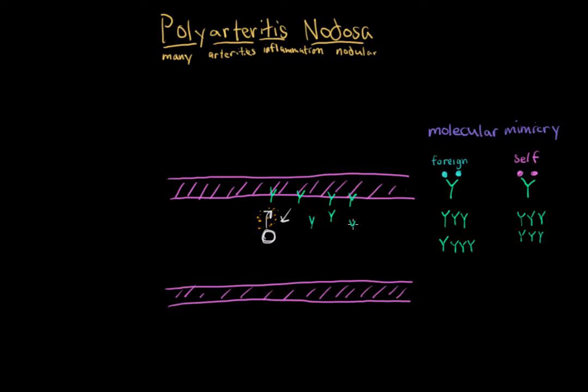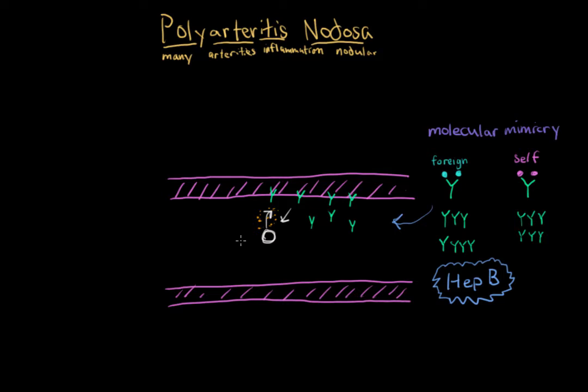In polyarteritis nodosa, hepatitis B is actually found in about 20 to 30% of patients. So it's believed that maybe hepatitis B, the proteins that are in this virus, can cause a molecular mimicry and look very identical to self. And so these foreign hepatitis B molecules look like self and induce this entire autoimmune destruction of blood vessels. And so that's why I make this point of molecular mimicry.